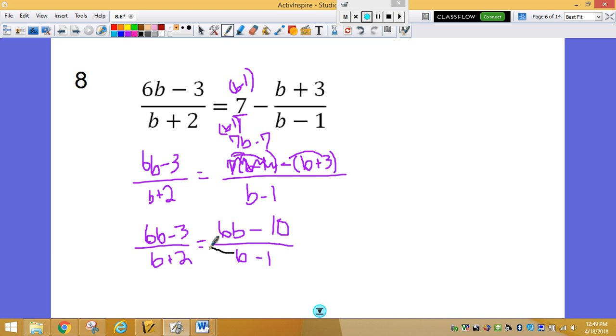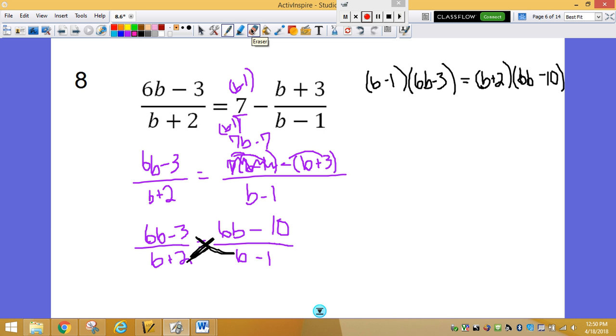So, I'm going to multiply here. I'm actually going to write it out like this for y'all. So, I know my b's look like 6's, sorry y'all. So I have b minus 1 times 6b minus 3. And when I cross multiply this way, I have b plus 2 times 6b, oh, looks horrible, sorry, 6b minus 10.